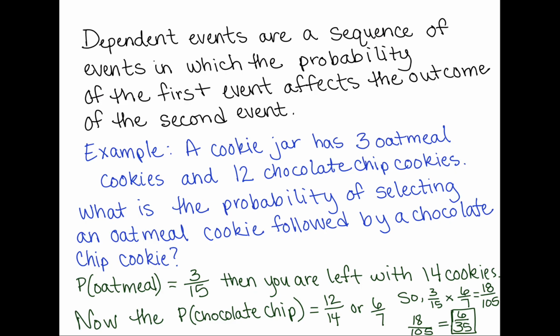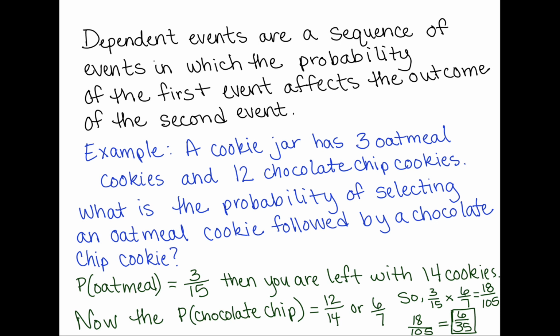Dependent events are a sequence of events in which the probability of the first event affects the outcome of the second event. This means that there is no replacement if you are dealing with something such as a cookie jar. For example, in this cookie jar, we have 3 oatmeal cookies and 12 chocolate chip cookies. What is the probability of selecting an oatmeal cookie followed by a chocolate chip cookie?